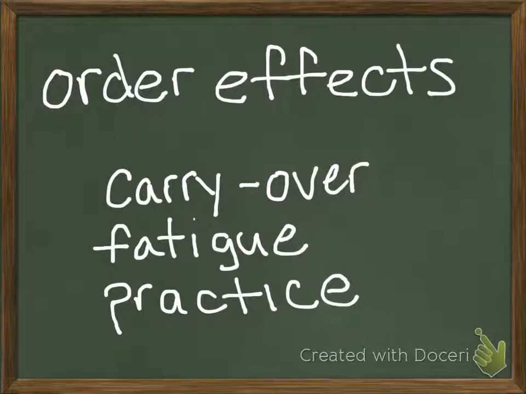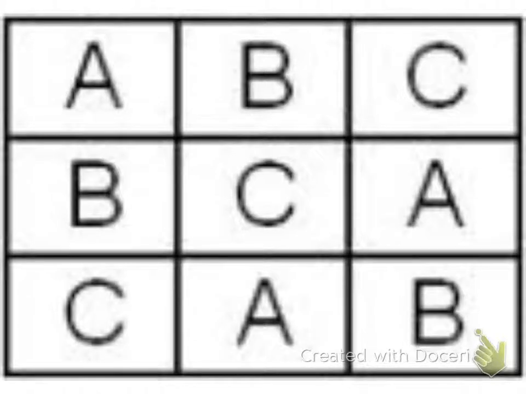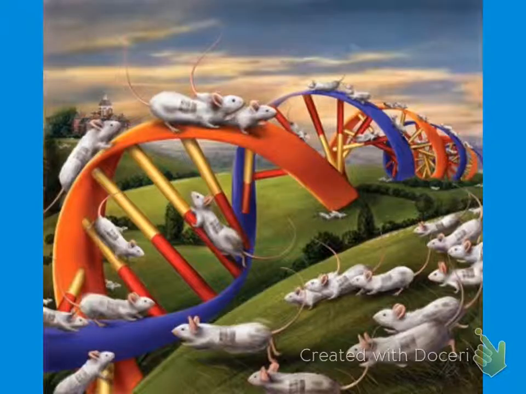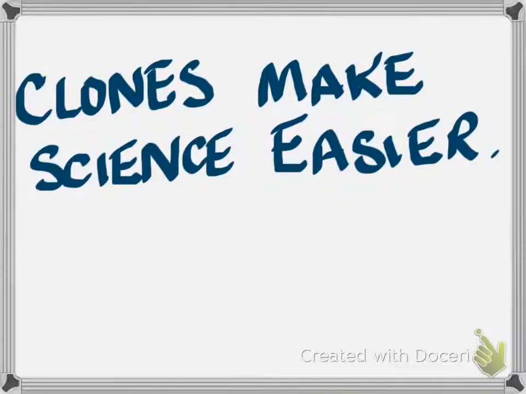Okay, now to get around these, we can go through all manner of counterbalancing contortions, and in fact, that's what's normally done. But in our case, we could just use the clones again. We could put 10 clones in each condition, and we get all of the participant consistencies that we'd have in a within subjects design, because the clones are identical, but we don't have to deal with order effects, because no mouse experiences more than one condition. So, bottom line, clones make science easier.